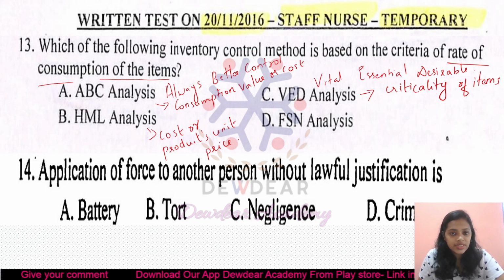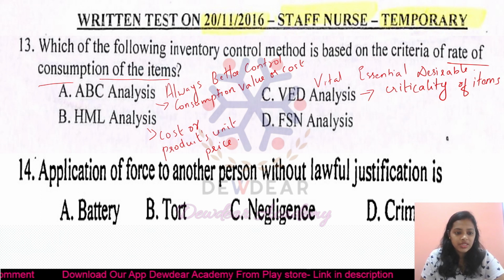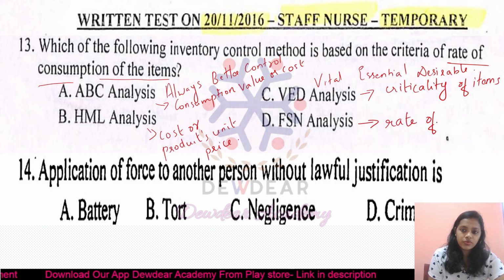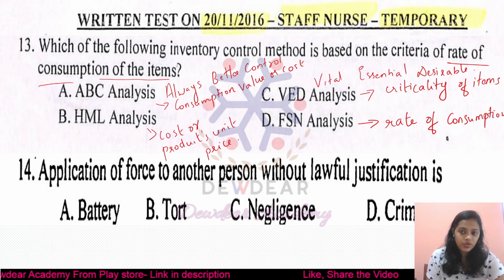Then the last option given is FSN analysis. FSN means fast moving, slow moving and non-moving. Fast moving items, slow moving items and non-moving items. So this inventory management technique is based on the rate of consumption of goods in an organization, whether they are fast moving, slow moving or non-moving goods.